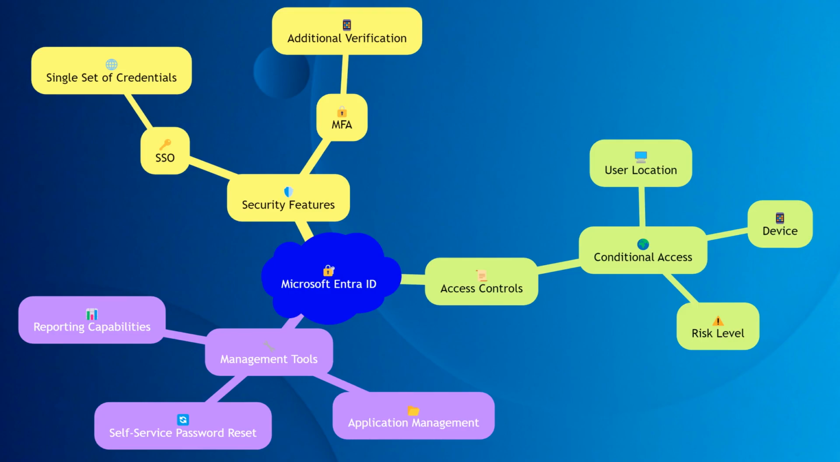Microsoft Entra ID offers a range of features designed to enhance security and streamline identity management. These include SSO, which allows users to access multiple applications with a single set of credentials, and MFA, which adds an extra layer of security by requiring additional verification. Conditional access policies enable organizations to enforce access controls based on user, location, device, and risk level. Additionally, Entra ID provides self-service password reset, application management, and reporting capabilities.